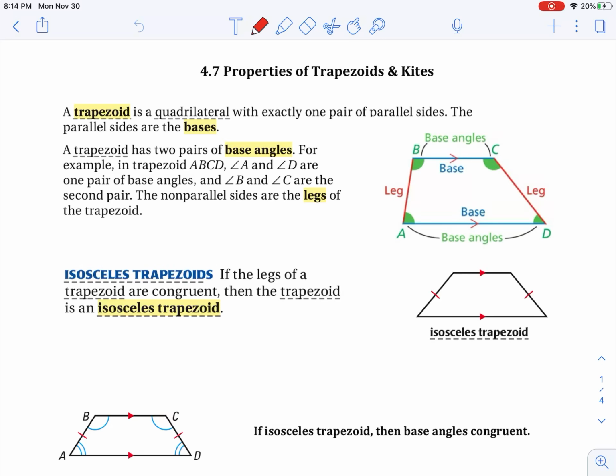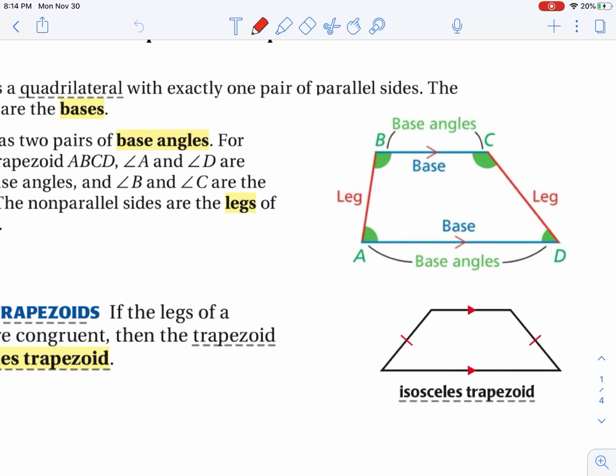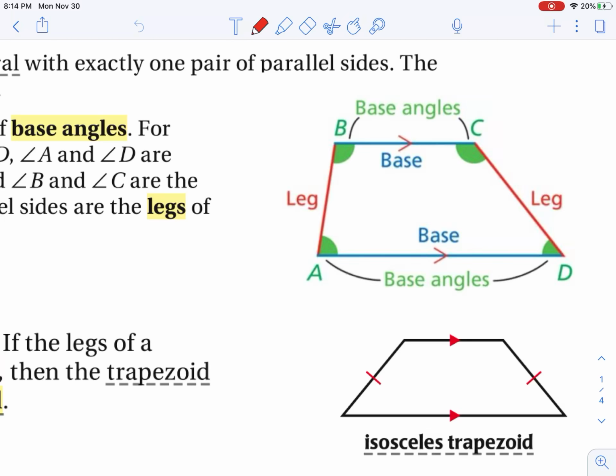Now, the trapezoid's special. The sides all get special names. So if you look at the picture here, the sides that are actually parallel are sides BC and AD, and they're blue in this picture. Those blue sides have red arrows on them. We should remember that those red arrows are parallel markings. So sides BC and AD are called our bases.